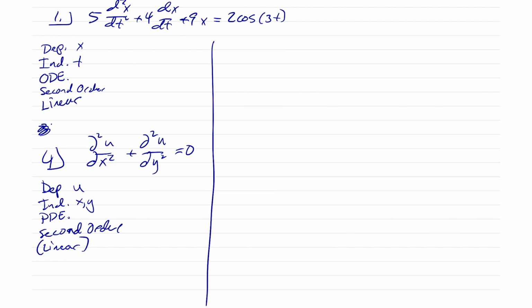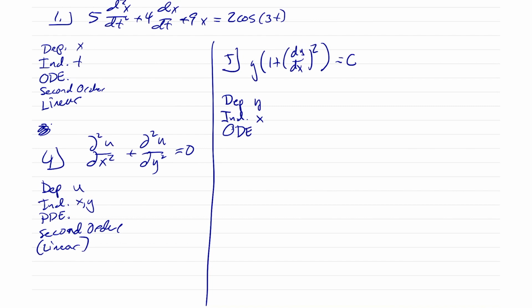One last. Let's see. So take a look at number 5. So we have y times (1 plus (dy/dx) squared) is equal to c. Let's figure out our dependent variable, which is y. Our independent variable is x. And it is an ODE, because there's only one independent variable. And it is first order. Don't be fooled. This 2 has nothing to do with the derivative.